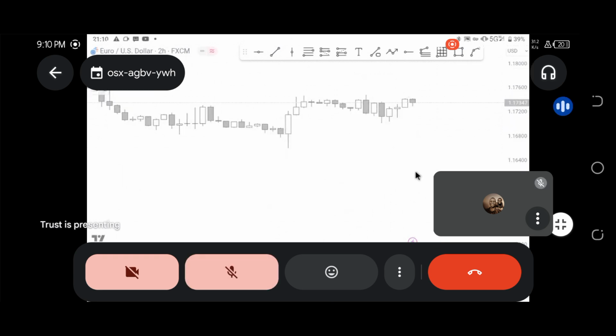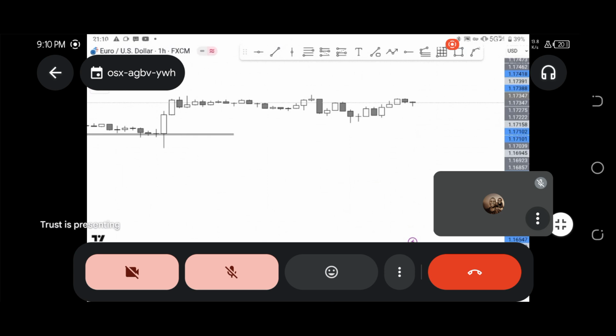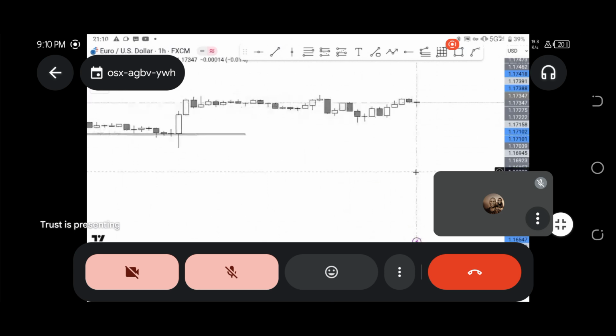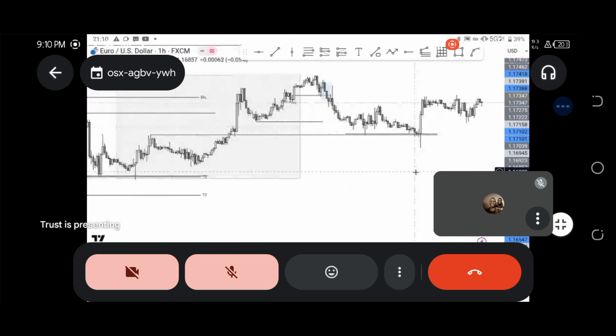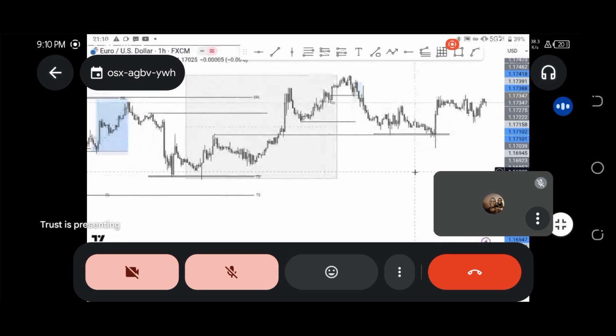So this was the 1 hour for Euro USD. In the 1 hour, this was the area I was looking at. This was the place I marked, and I was looking forward to price coming down to that side. And this was the previous day low.